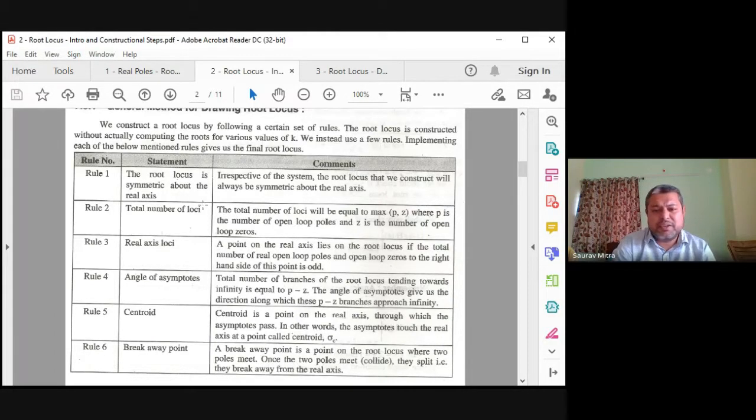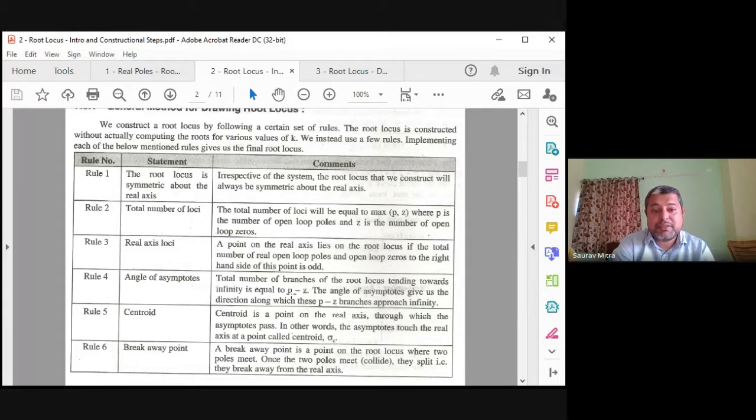So this is a very easy thing. Don't get confused, because all these students do well in the second, third day. That is not a problem. Angle of asymptotes. So total number of branches of the root locus is equal to p minus z. So whatever p minus z is, accordingly we have to calculate the sigma c and theta c.